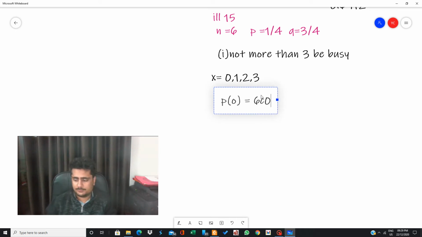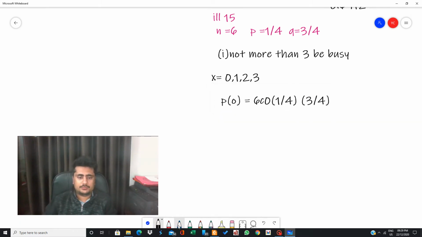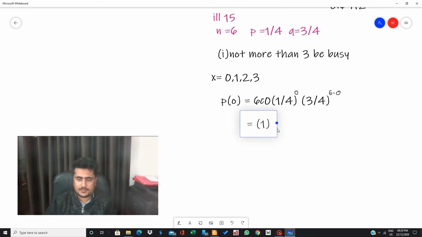6C0, that is 1/4 raised to 0, and 3/4 raised to 6 minus 0. Now this 6C0 is actually 1, and this 1/4 raised to 0 is 1.